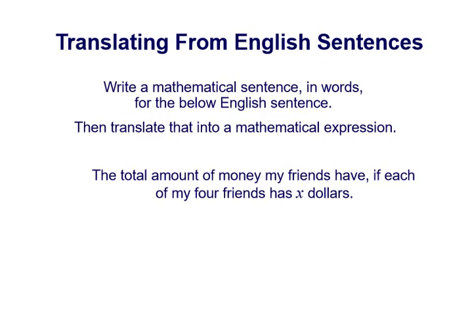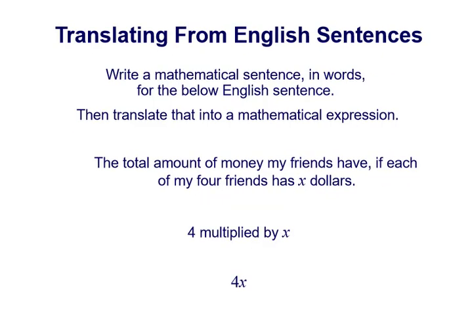So our first example is the total amount of money my friends have if each of my 4 friends has X amount of dollars. So here we're looking for a total, but we want to see that each of my 4 friends, so we're going to use the number 4, so we want to think each has X amount of dollars. So you want to think what operation represents each of the 4 friends having a certain amount of dollars. So we can translate that to the operation of multiplication.